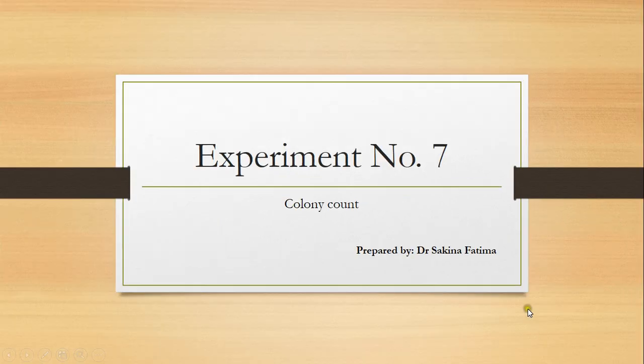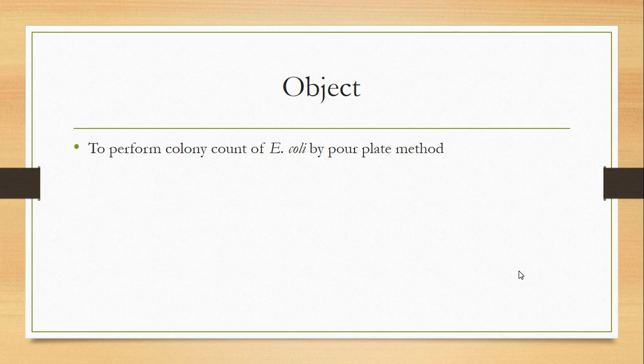In this lecture, we will cover experiment number 7, that is based on the colony count. The object of this experiment is to perform the colony count of E. coli by pour plate method. In this experiment, we calculate the colonies of E. coli by utilizing the pour plate method.